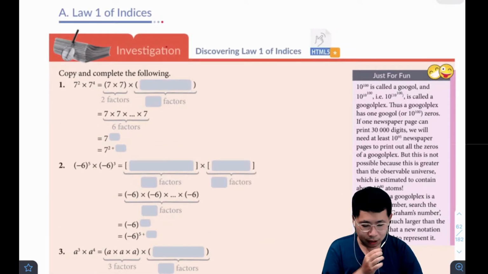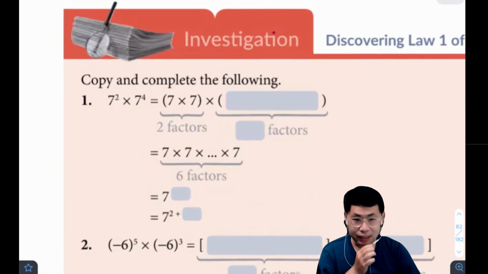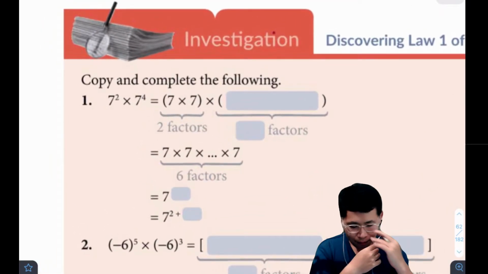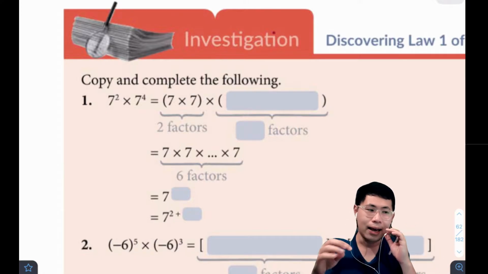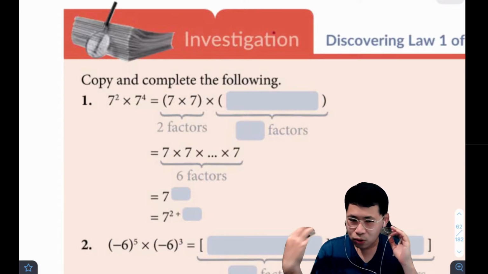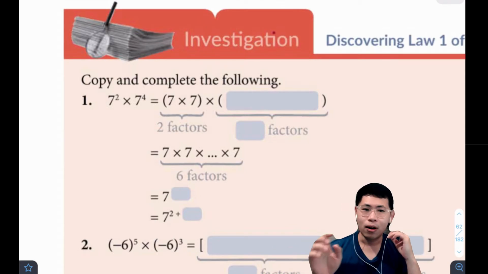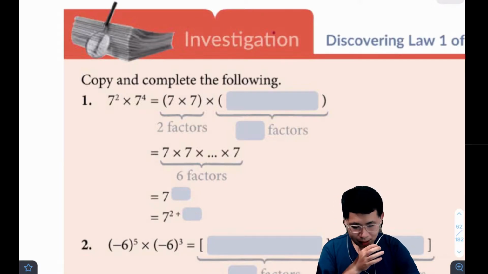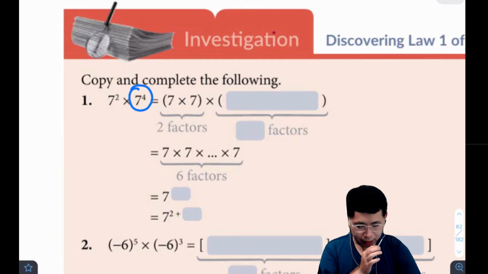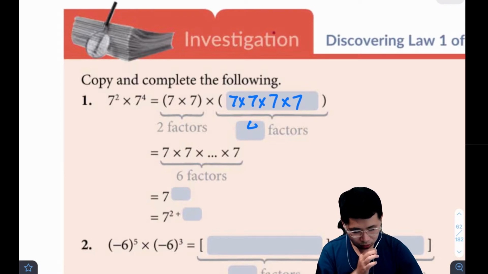So in the textbook, you have your first example over here. Now let's explore a bit. We have 7 squared times 7 to the power of 4, and when you combine them together, it's actually 7 to the power of 6. But why? Because 7 squared, we can write as 7 times 7. 7 raised to the 4th power, we can write as 7 times 7 times 7 times 7. Total of 4 factors over there.